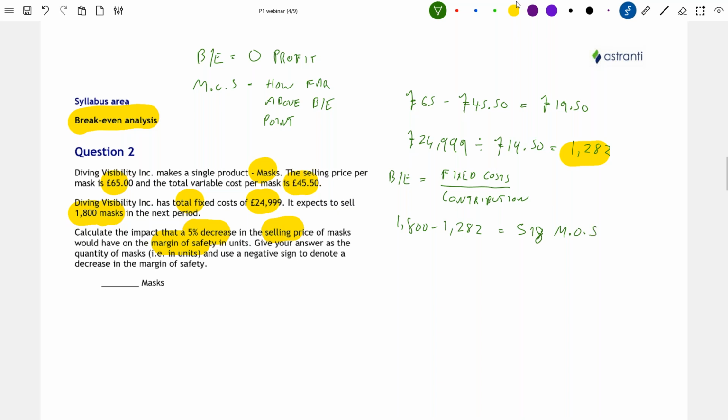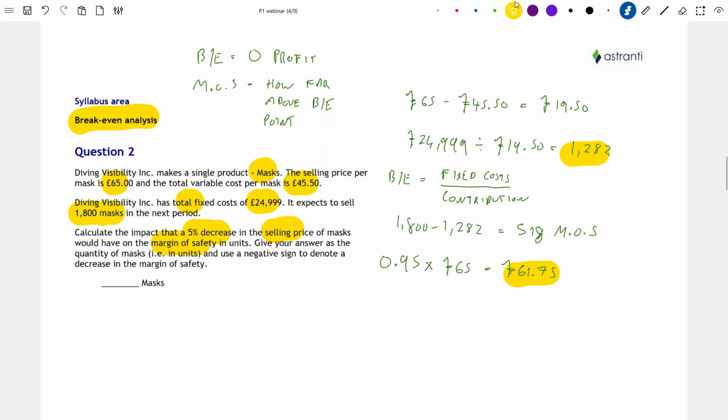So how do things change if the selling price of the masks decreases by 5%? Well, in order to calculate a 5% decrease in general, we multiply by 0.95. So 0.95 multiplied by £65 is equal to £61.75. So this is the new selling price of the masks.